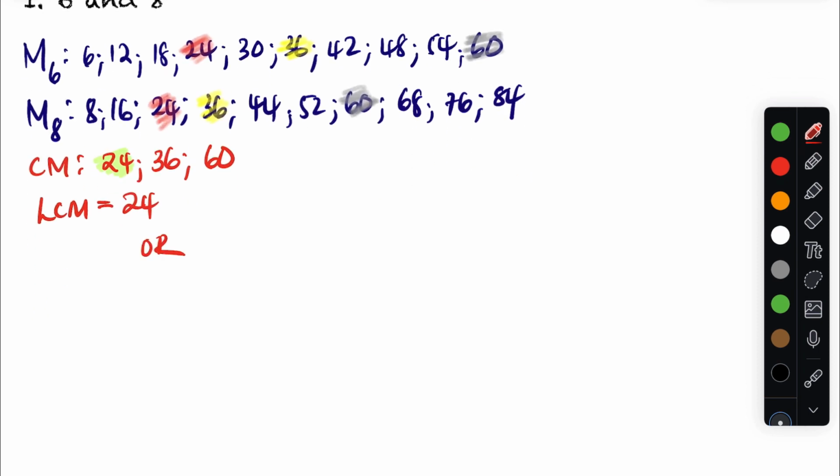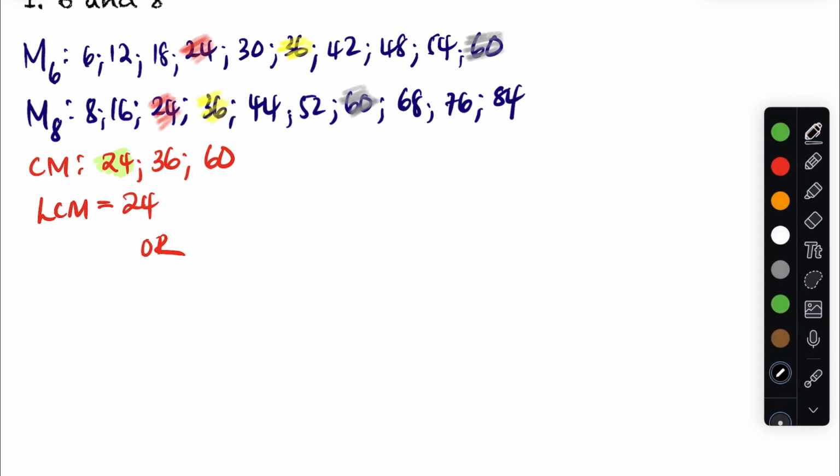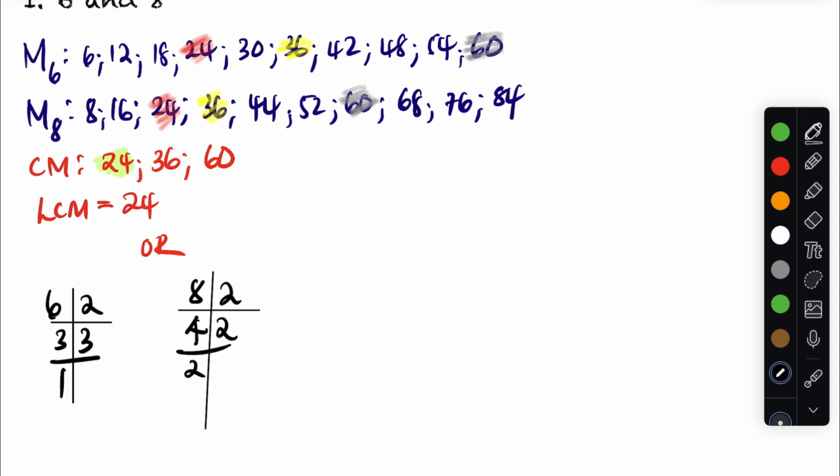Let's look at another method using a ladder. It's a little bit tricky, but it's easy as well. In this method we're going to use the ladder of 6. We'll say 6 divided by 2, it's 3, and 3 divided by 3, it's 1. And then we use the ladder for 8, right? So we're going to say 8 divided by 2, it's 4, and 4 divided by 2, it's 2, and 2 divided by 2, it's 1.